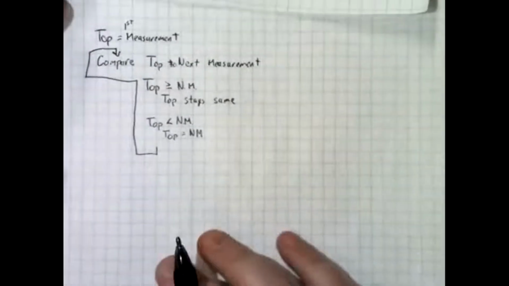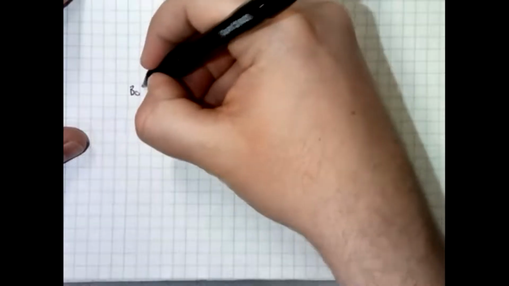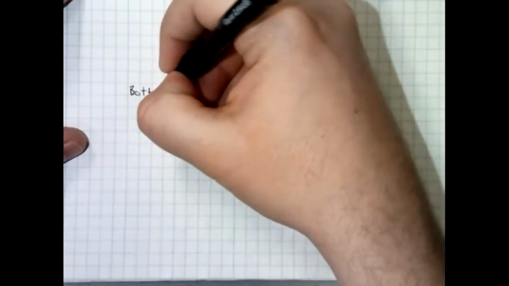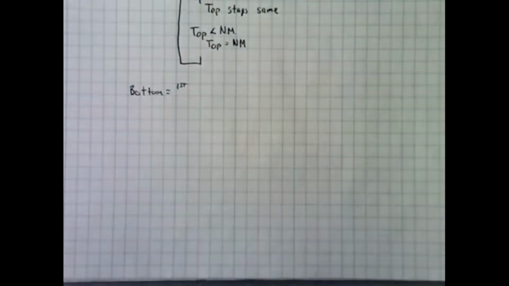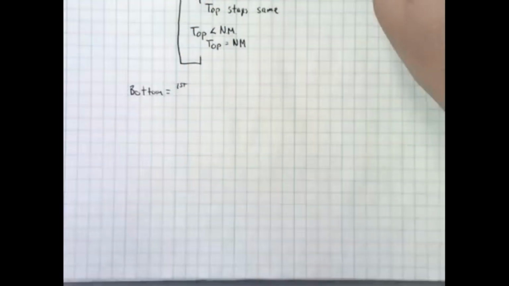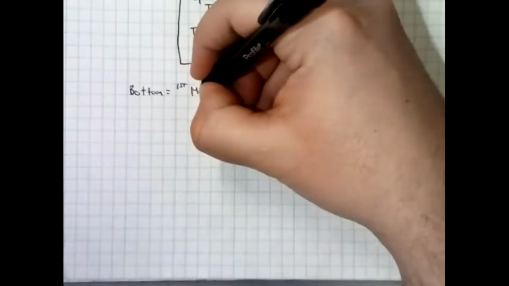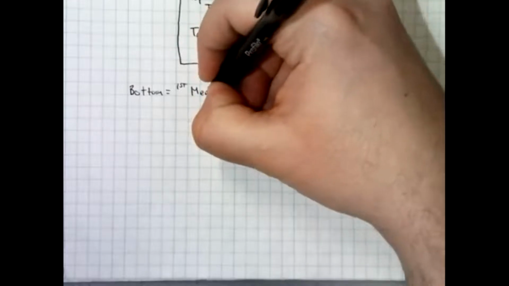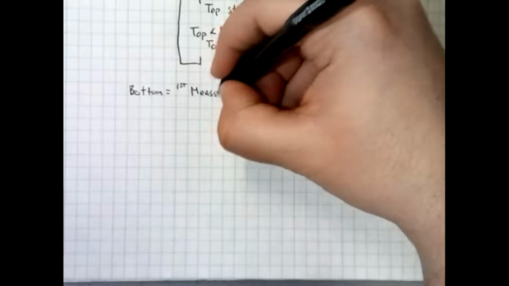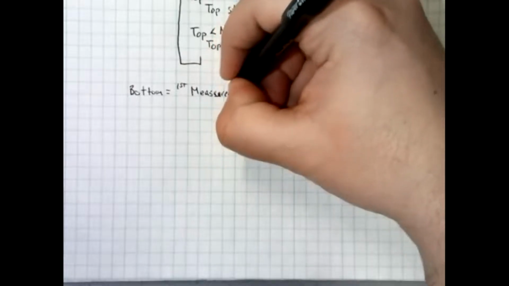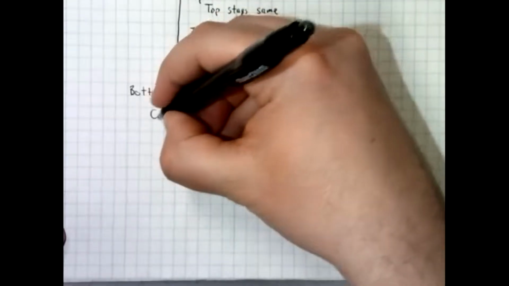We do the same thing for the bottom. Again, we set the bottom equal to that first measurement. And I know you might be saying, well, but we set the top equal to that first measurement. How can we set the bottom equal to that first measurement? But for that first measurement, that top and bottom are the same value. So we're going to just set the bottom equal to it, and then we're going to do that compare again.